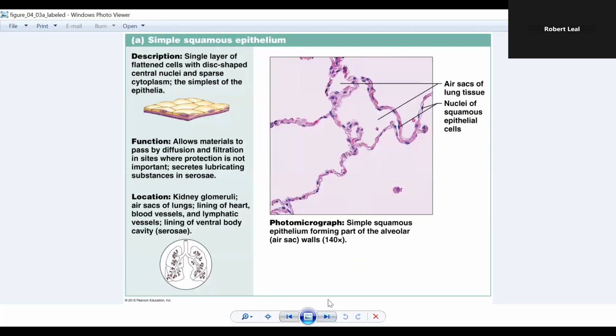So here you're looking at a drawing on the top left of simple, which means one layer, squamous, meaning flat, and epithelial tissue, because that's the type of tissue it is. So again, how do you decipher, let's say, one cell from the next? Typically look for what's in the middle, the nucleus, and that takes up the most stain. Normally cells don't come colored under the microscope. They have to be applied with a stain.